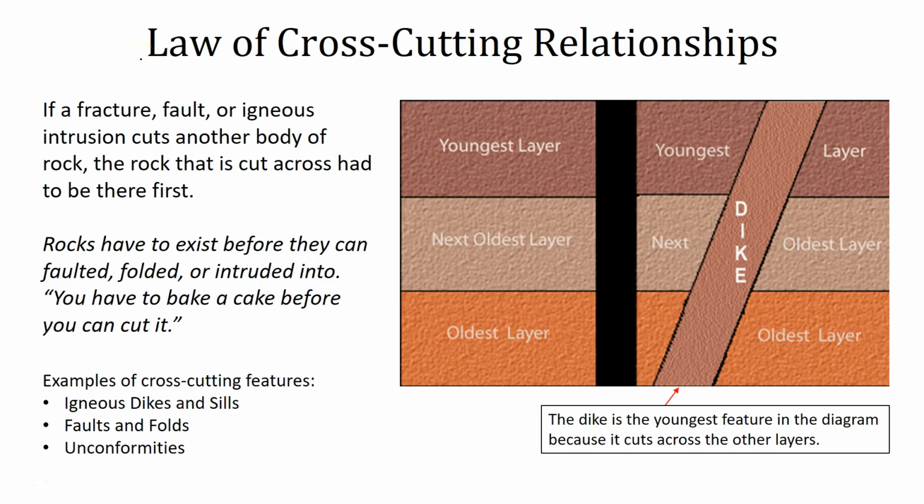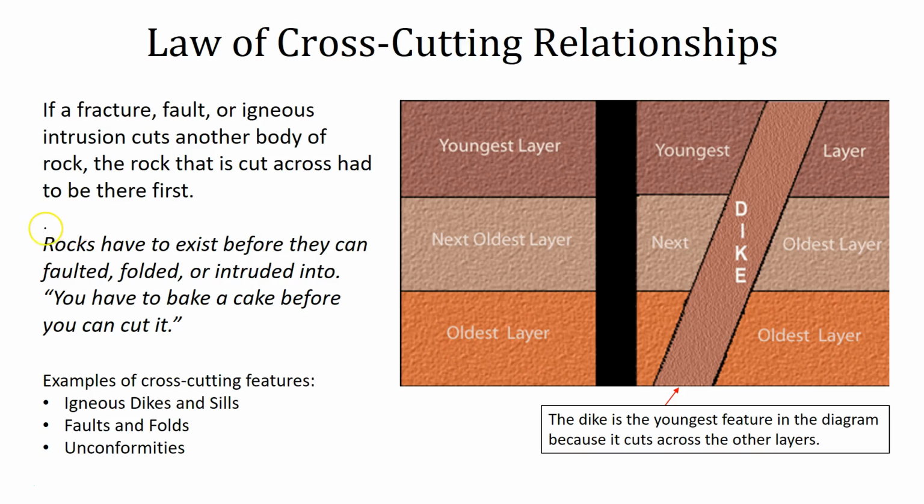All right, law of cross-cutting relationships. This one's really important. We're going to be seeing quite a bit of it as we work through our exercises today. This tells us that if we go out to a set of rocks and we see a fracture, if we see a fault, if we see an igneous intrusion, so basically just a little linear piece of igneous rock that cuts across another body of rock, that the rock that is cut across had to be there first.